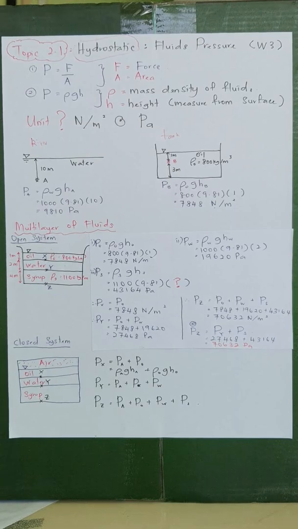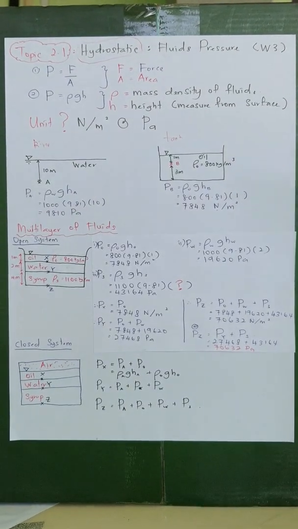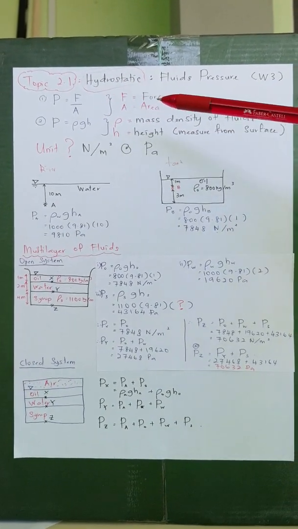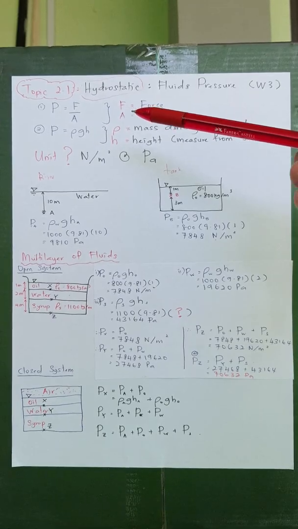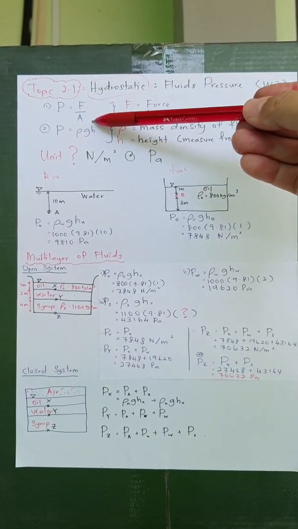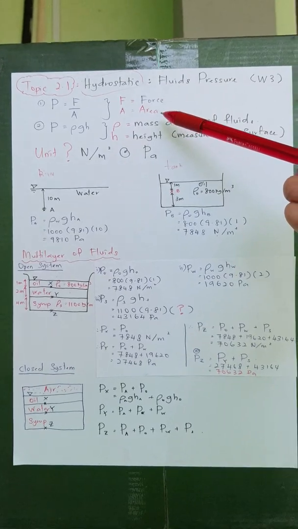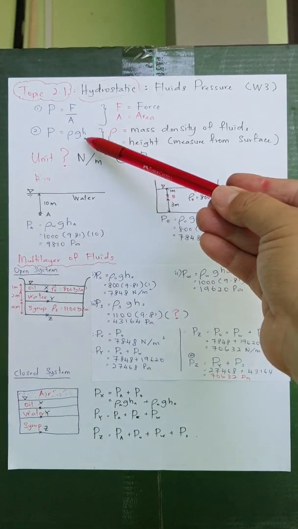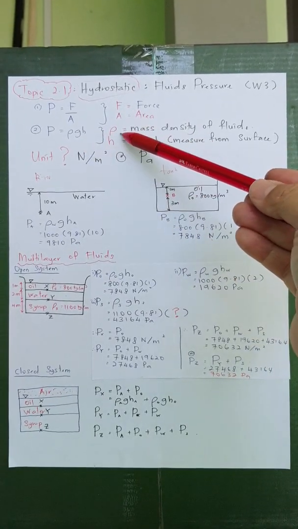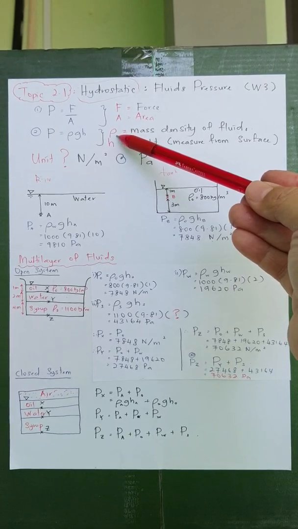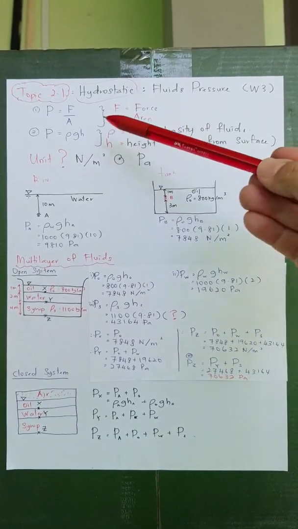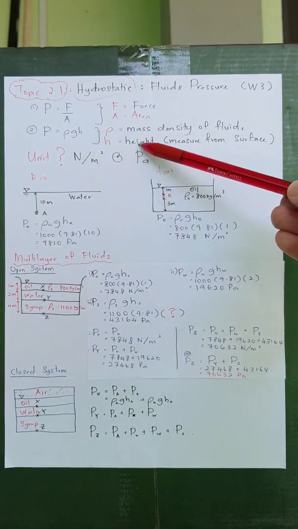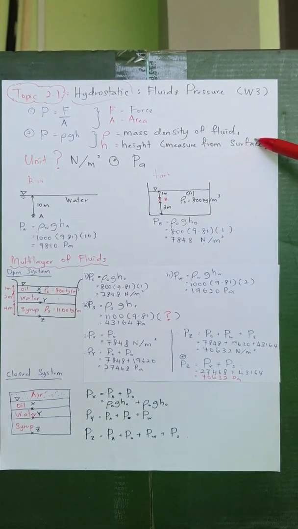Okay, so first of all, what is pressure? Pressure, as you have learned in primary and secondary school, P equals F over A, where F is force and A is area. For fluid mechanics, we extend our equation to P equals rho g h. As we learned in topic 1, rho is the mass density of the fluid, g is acceleration due to gravity, and h is the height measured from the surface of the liquid.